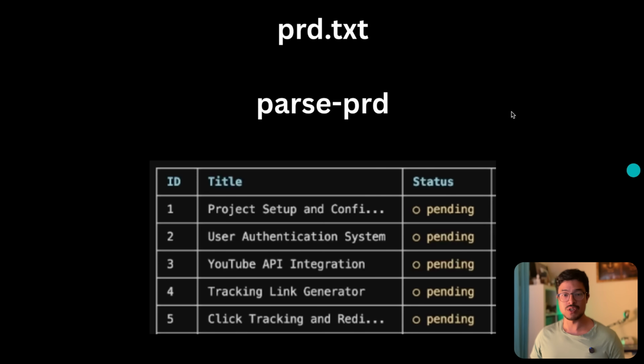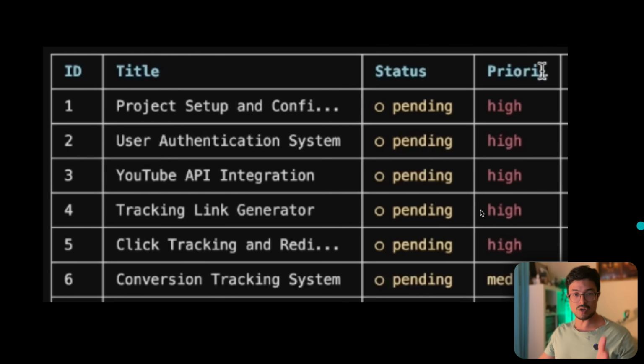The way this works in a nutshell is you create a PRD text file with the Cursor agent by chatting back and forth to explain what you want. Once that's created, you can run the command parse PRD within Taskmaster, and it will create a table with all the main tasks that Cursor needs to work on. The main columns are the status and the priority columns, which I think are important to complete the tasks.